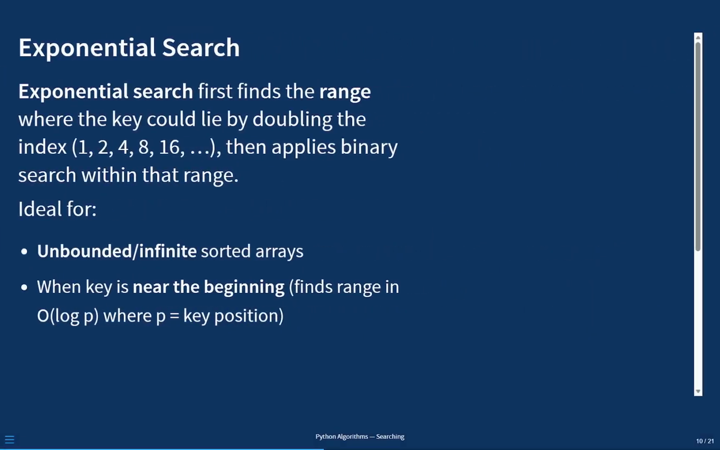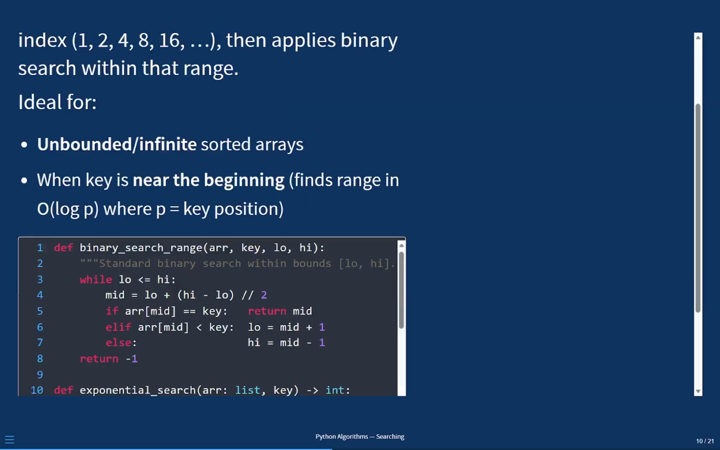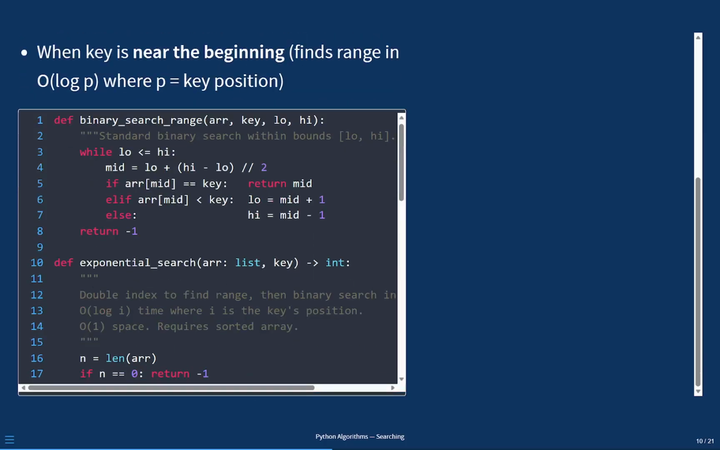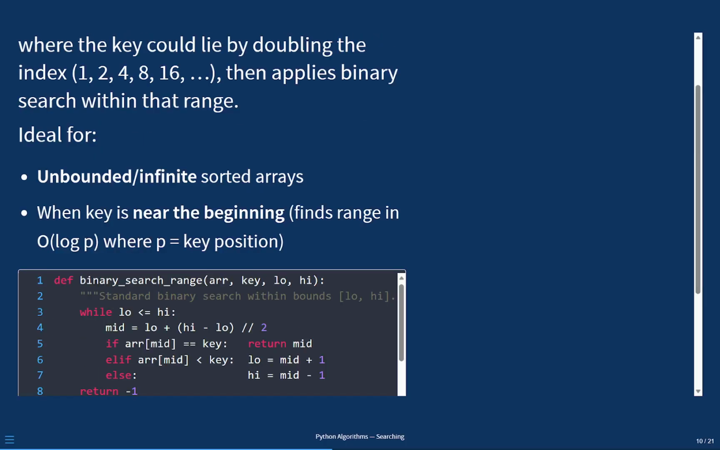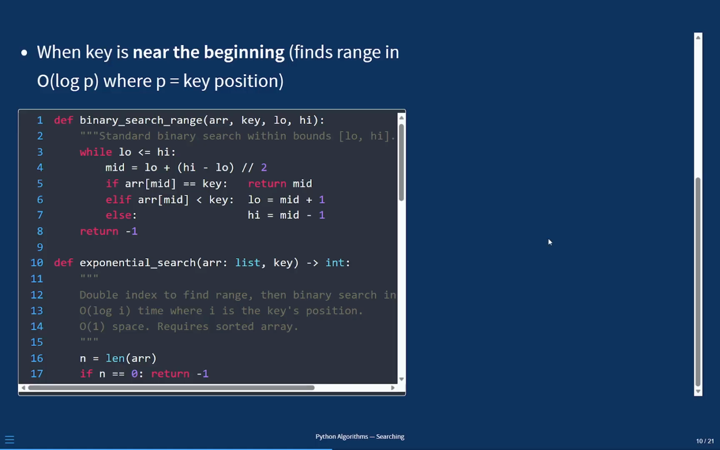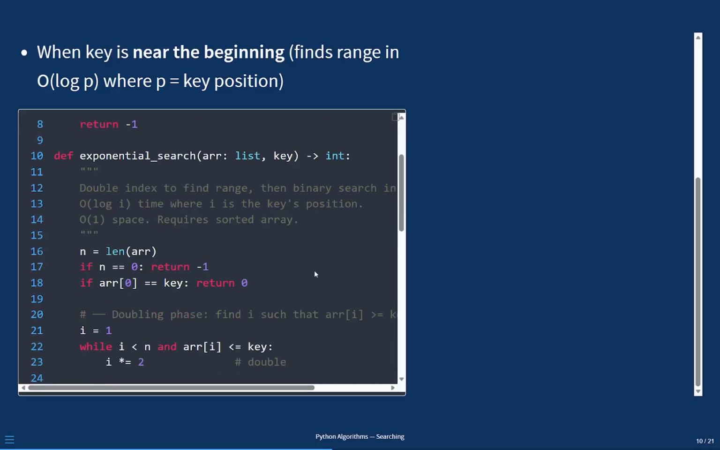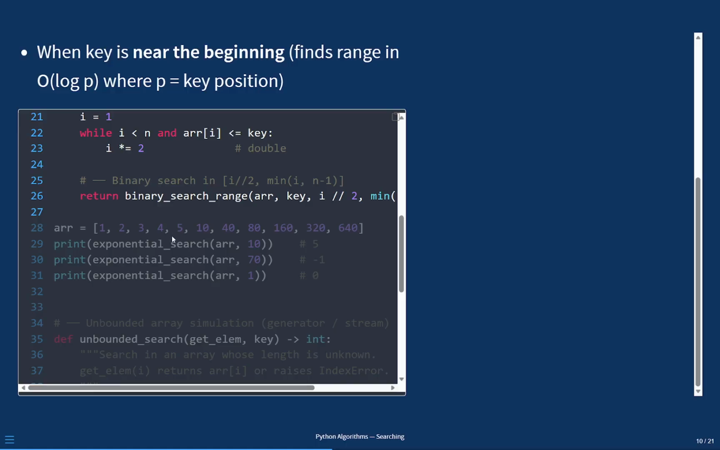Exponential search solves a specific problem binary search can't. What do you do when you don't know the array's size, or when the key is likely near the beginning? Click. The algorithm has two phases. Doubling phase. Start at index 1, double the index repeatedly: 1, 2, 4, 8, 16, until you either reach the end of the array or find a value greater than or equal to the key. Binary search phase.